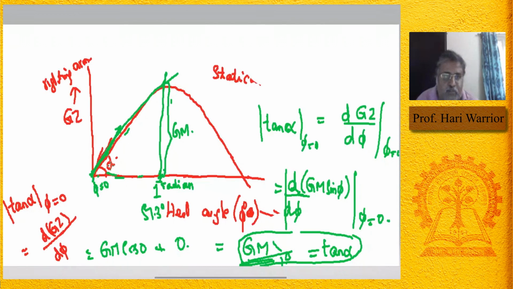Or you can do one thing also. You can draw this perpendicular. If you know the GM, take that point. From there, you draw a straight line connecting it to the origin. That will be a tangent to this curve. Two ways: you go forward and you go backwards. Same thing. So this is how you get the GM from the statical stability curve.